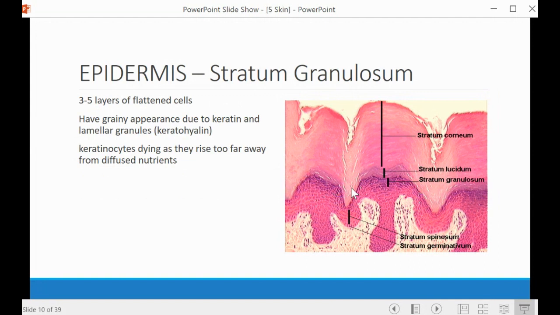The stratum granulosum is 3 to 5 layers of flattened cells. So we have these stratified squamous cells now. They have a grainy appearance, and the reason that they look grainy when we look under the microscope is because they have keratin and lamellar granules. The keratinocytes are dying because they are rising far away from any of the nutrients. Okay, remember there's no blood vessels up here. So as they start to die off, they turn a little bit darker with all that extra keratin.